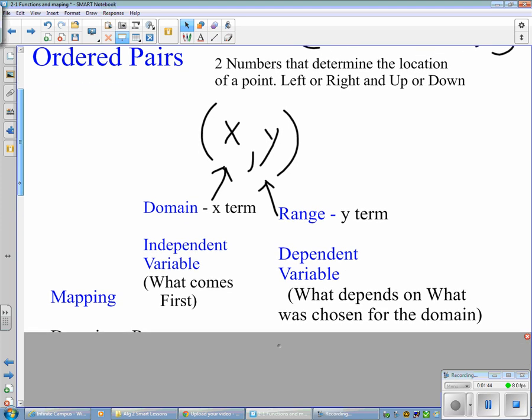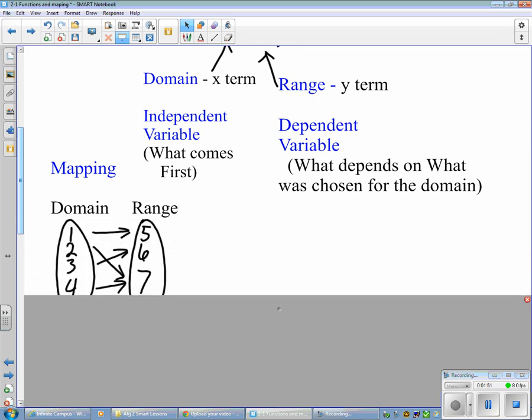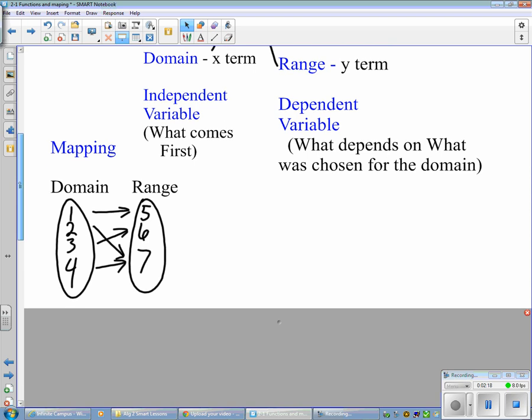Now, with these relations, we can display them many ways. Another option of showing a relation is called mapping. And this is one example of showing a relationship. On the one hand, I have the domain on the left, 1, 2, 3, and 4, those are all my x numbers. The range on the right, 5, 6, 7, those are all my y numbers. And we draw arrows. So 1 goes with 5, 2 goes with 7, 3 goes with 6, 4 goes with 7. So you can show a relation using this mapping idea.